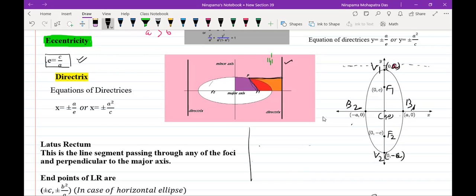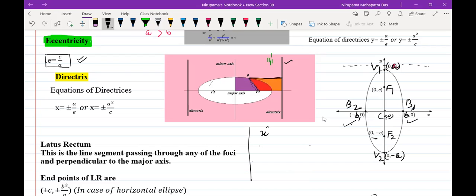When the major axis is along the y-axis, what are V1, V2? They are (0, plus minus A), right? And with the minor axis along the x-axis, that is B1, B2. Here it is (B0) and (minus B0). And here (0, C) and (0, minus C). Okay. So how do you know whether you have a horizontal ellipse or a vertical ellipse?